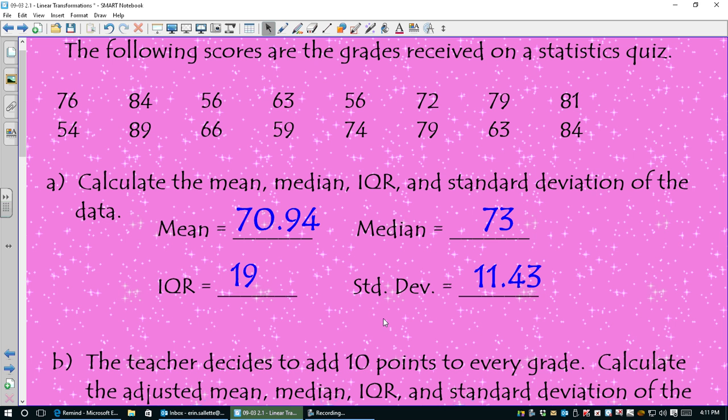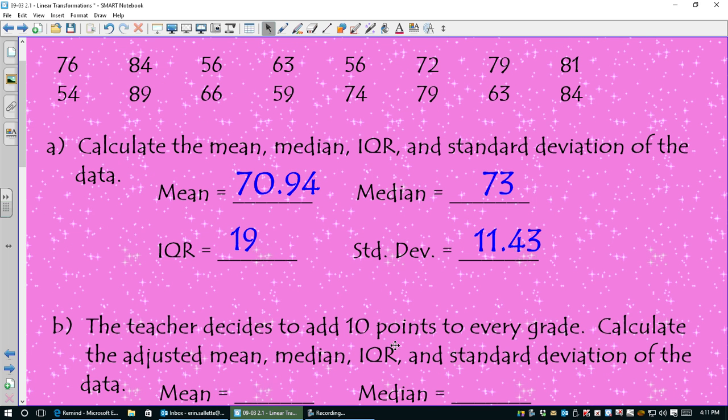Now we're going to apply a transformation to the data set. The teacher decides to add 10 points to every grade. And now we're going to calculate the adjusted mean, median, IQR, and standard deviation. Well, given the rules that I just told you, if we add a value to each data point, the mean and the median measures of center will change by 10 points. The IQR and the standard deviation should remain the same.